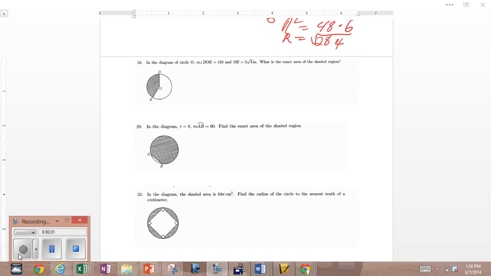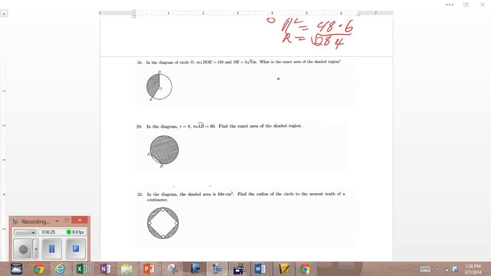So we're back. We're going to take a look at another couple problems here from our worksheet. In number 26, we are looking at this circle, angle DOE. The central angle is 150. OE is 2 root 3. What is the exact area of the shaded region?